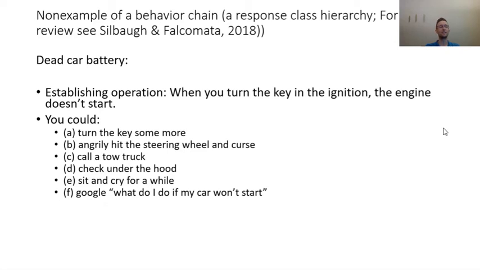Now notice that you can engage in any of those responses, and they're going to occur with various differing probabilities. Some are going to be more likely than others that you're going to try those responses first. There are going to be some of these responses that are less likely to try. That's a response class hierarchy. Reinforcers for these responses can vary.